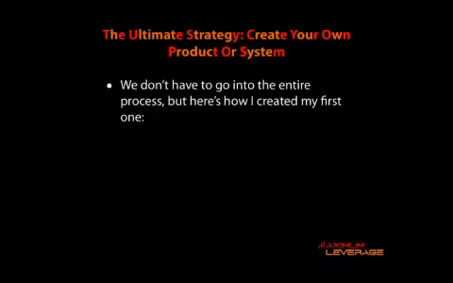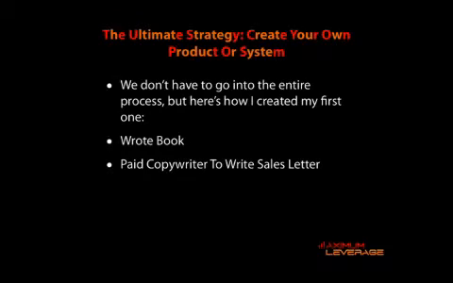The ultimate strategy: create your own product or system. Now, we don't have time to go into this entire process, but here's literally how I created my first product. I wrote the book, first for my team, then created it as a generic product. I paid a copywriter more money than I thought I should, or really had at that point, to create this first book, and I was done. There's more steps we could go into, but really that's the core.